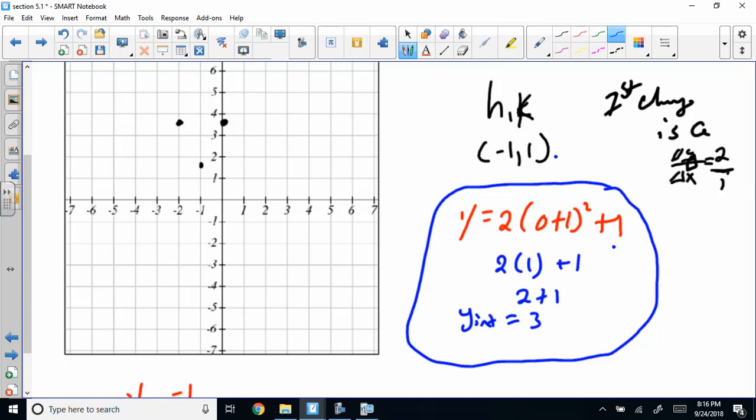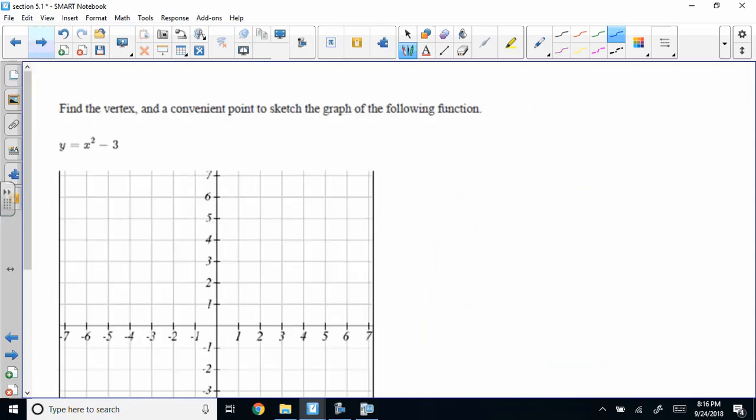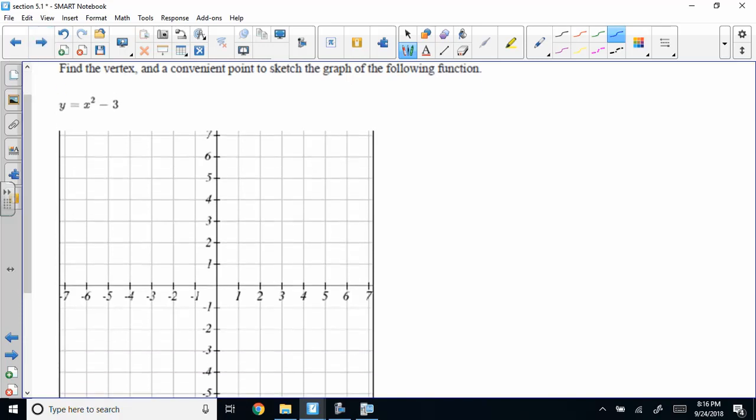I don't know how you place dots and graph something if you don't place dots. Find the vertex and a convenient point to sketch the graph of the following. What's convenient, right? Now, my question is this.